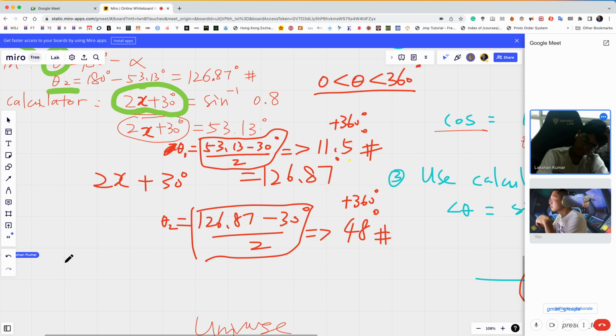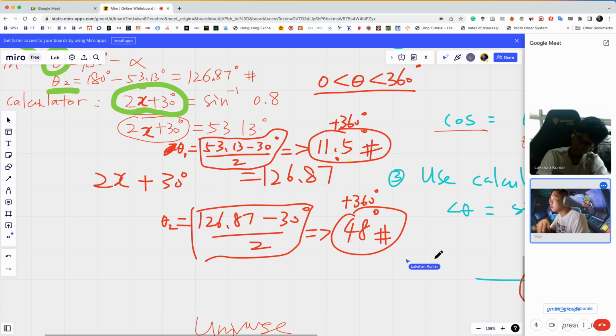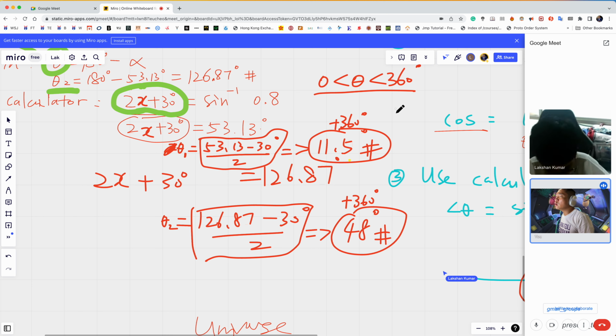You understand? For me, whenever I get an answer, I will also always check. I need to add a 360 to it. I need to minus a 360 from it and see if they fit into the range or not. You don't, without doing the addition and the subtraction, straight away tell me they are not in the range. The question I ask you is, have you checked? If you have not checked and you tell me they are not in the range, not a very good habit. So the good habit to have is always check the range by adding 360 to it or by subtracting 360 from it. Are you clear?